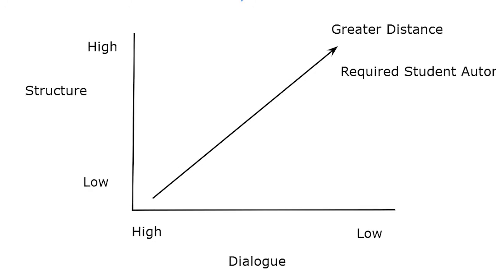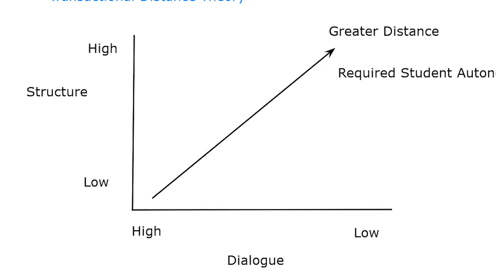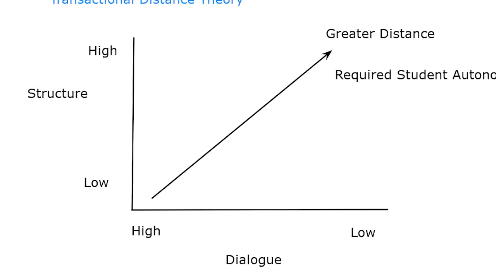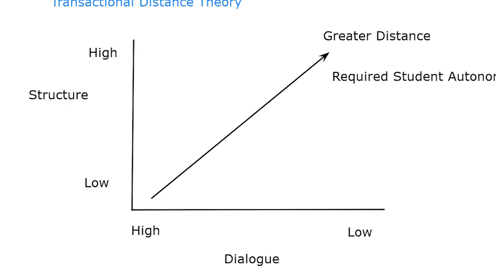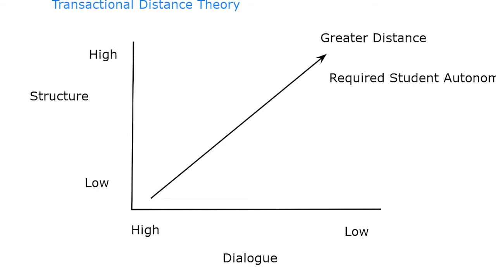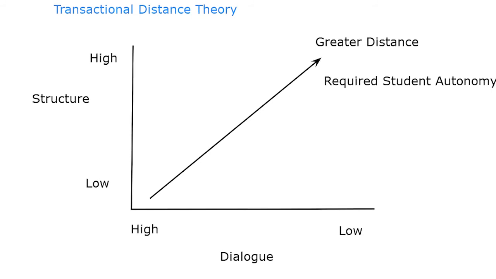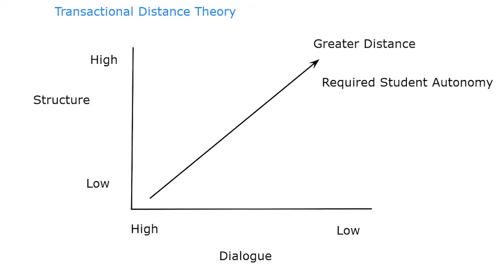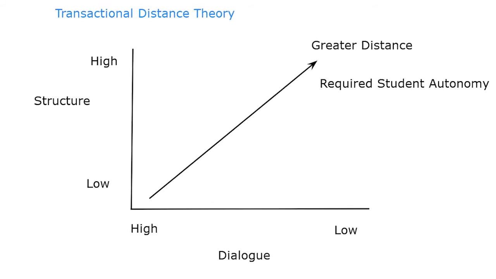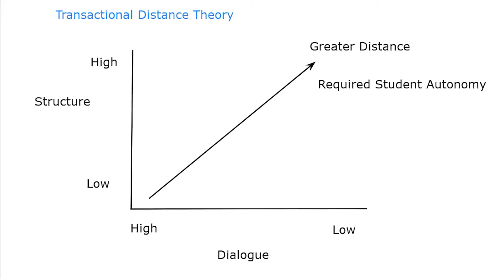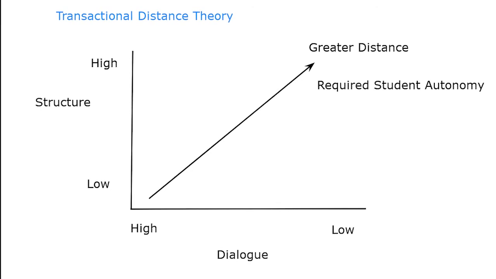But if you look at that same structure that is very creative, very low structure, but yet there's a high amount of dialogue, now all of a sudden you have an understanding of what needs to be done, what's being learned, what really is expected, a much lower amount of required learner autonomy.